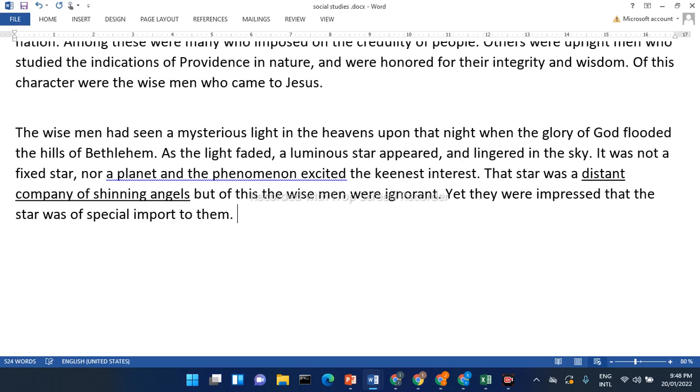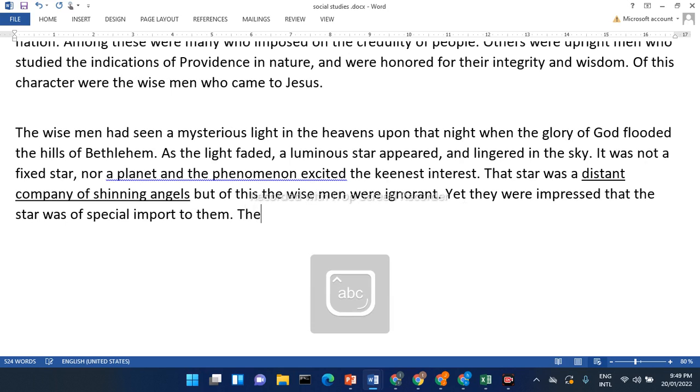So even though they did not know exactly what the star was, and even though they did not know that it was a distant company of shining angels, or the specifics of it, the star that appeared really excited their interest. They really wanted to figure out, what is this? What is this star all about? And of course, as philosophers and researchers, they started to search and look, trying to figure out what the star is.